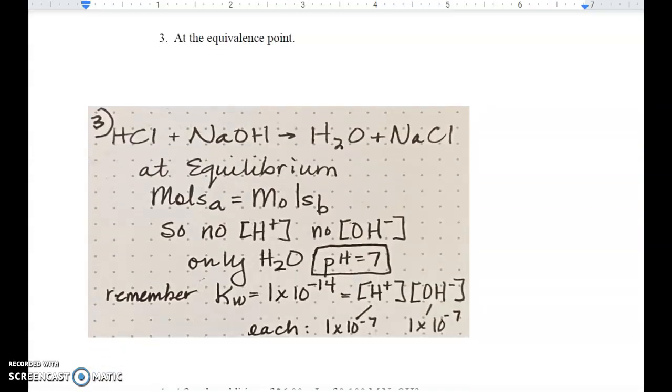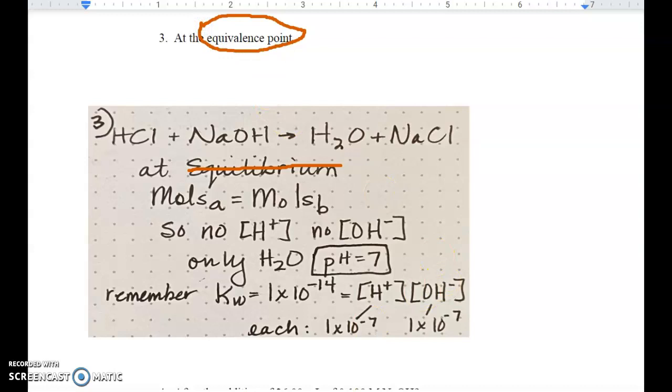So at the equivalence point, we are at equilibrium. I meant to say that should not. That is written incorrectly. That should not say equilibrium point. That should say equivalence point. That's what it should say there.